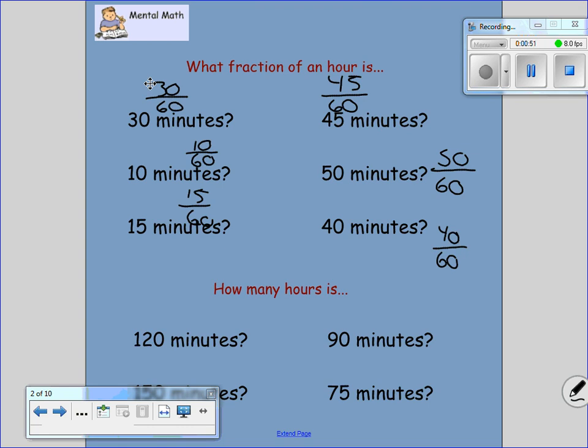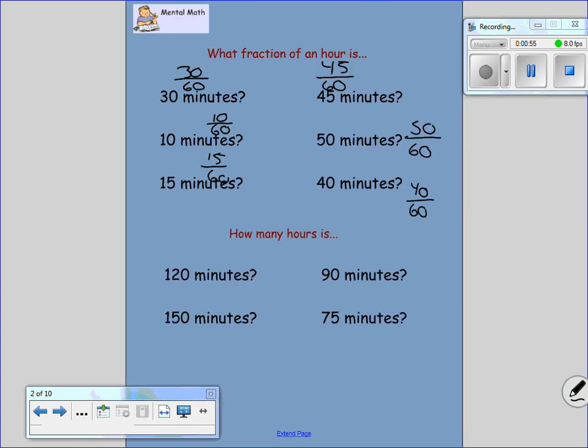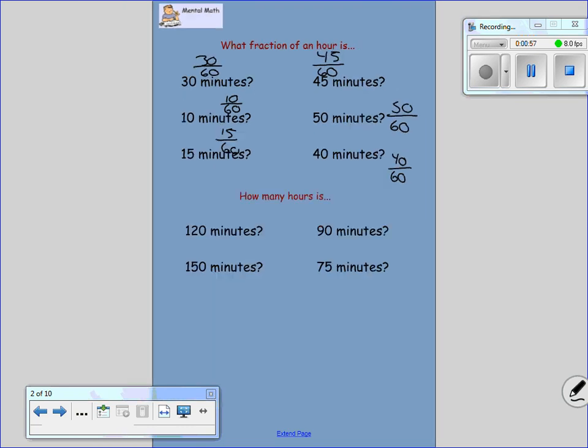Okay. So we're dealing with 120 minutes. What would that be? So this is the new stuff we're looking at here today, okay? We'll extend this a little bit. So this would be 120 over 60. This one would be 150 over 60. This one would be 90 over 60. And then 75 over 60.